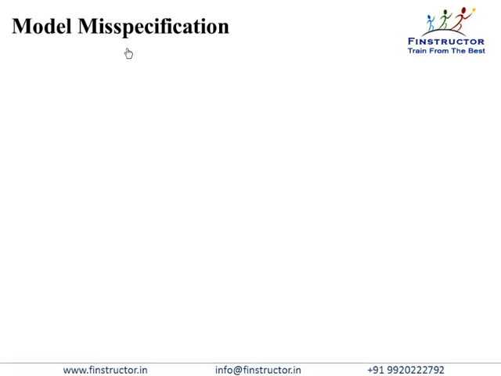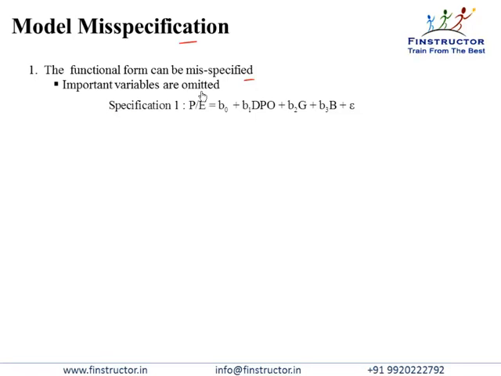Another problem of regression is that the model can at times be misspecified. So there are various types of model misspecification. The first is that the functional form itself can be misspecified. For example, you missed out on an important variable. So we were trying to determine the price to earnings ratio of a stock, and we thought it was dependent on the dividend payout ratio, the growth, the book value, and we see that it's actually also dependent on the market cap. But since we've missed out on the market cap, we are incorrectly specifying the model.